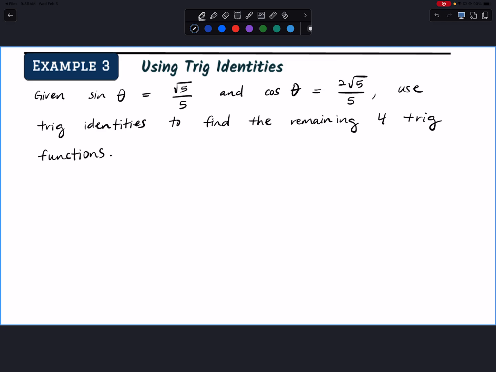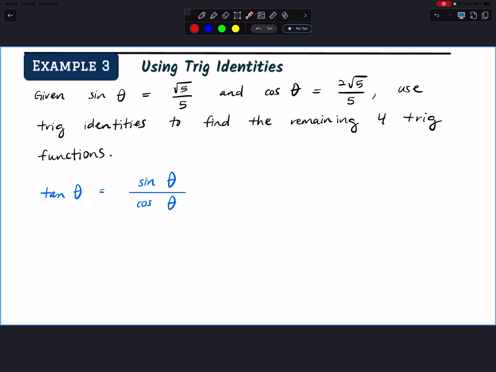So for these problems, I don't really care where you start. Just make sure you show your work for all four, finding all four. But the way my brain works is I know sine, I know cosine, so logically, what should I find next? Tangent, okay? How do I find tangent if I know sine and cosine? Sine over cosine, right? Don't we have an identity that says that tangent of theta is equal to sine of theta over cosine of theta?